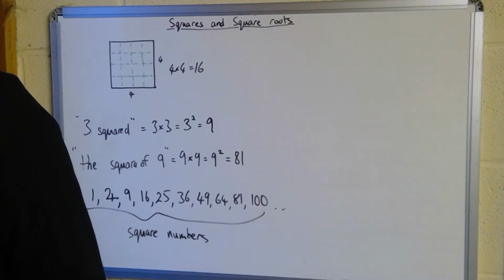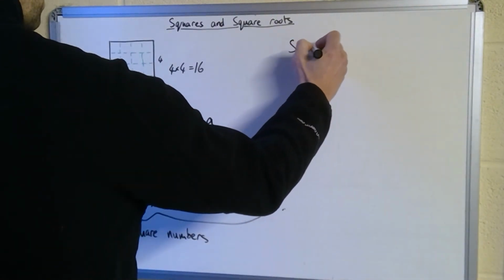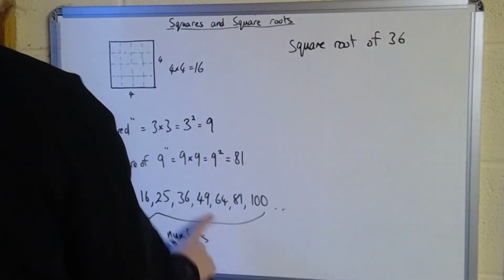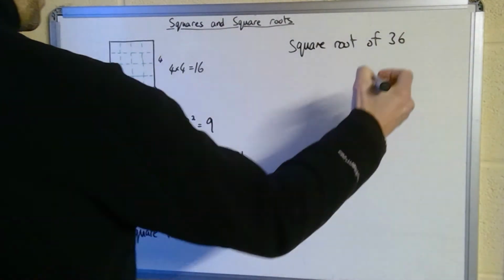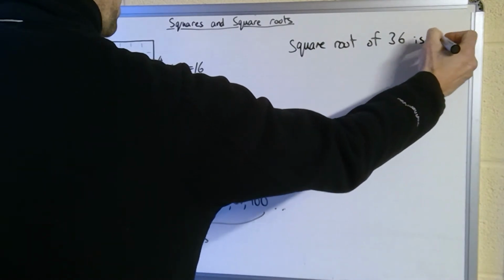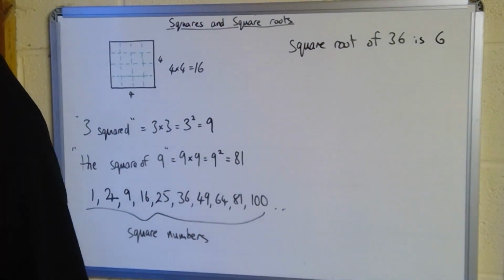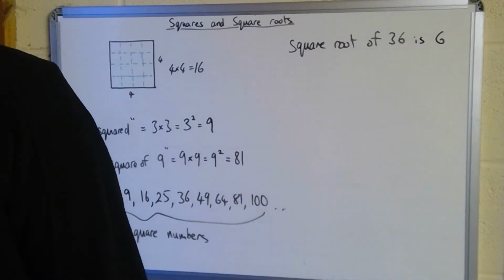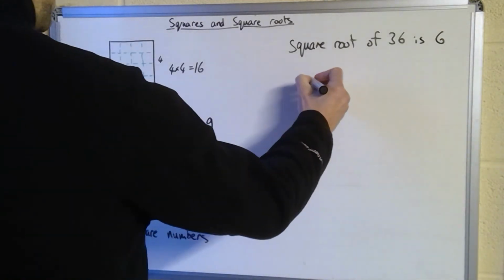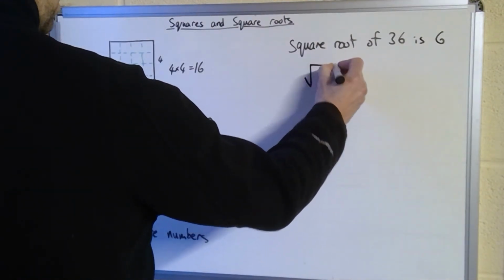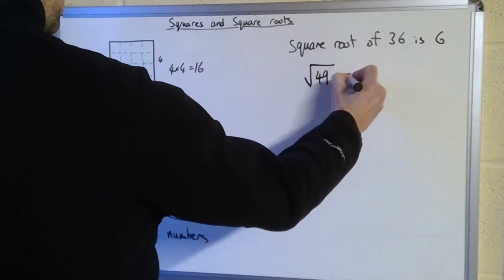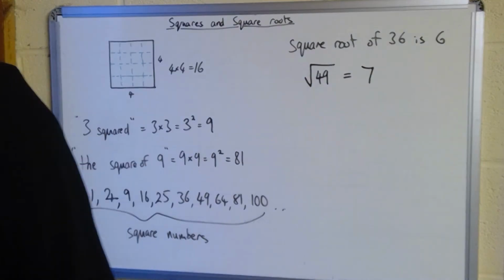The opposite process of this is finding the square root. So the square root of 36, we'd look and say, well, 36 is 6 times 6. So the square root of 36 is 6. So basically what we're saying is which number when multiplied by itself would get us back to 36. And we have a sign for this. The sign is like a tick that goes over the top of the number. So if I ask what's the square root of 49, it would be 7.